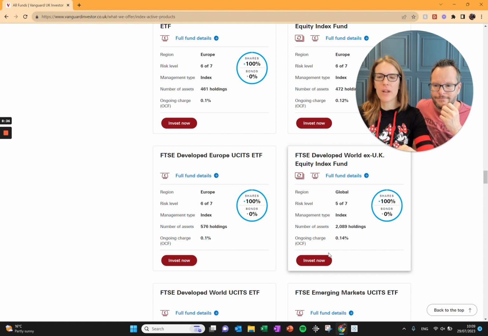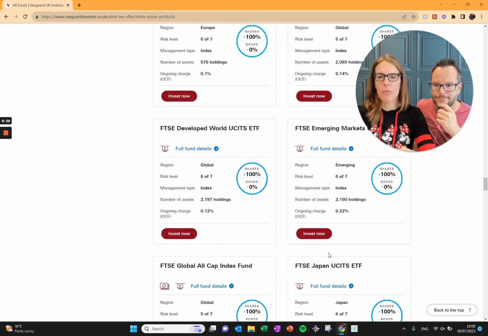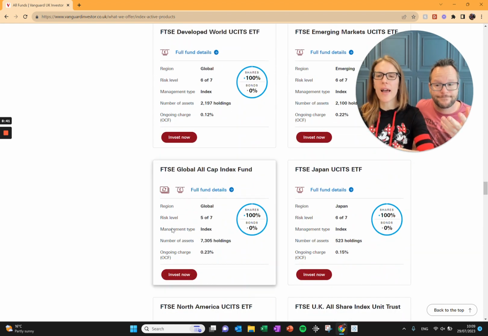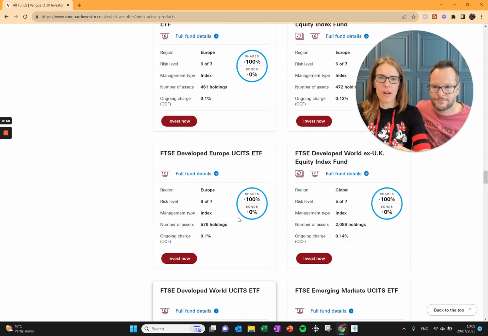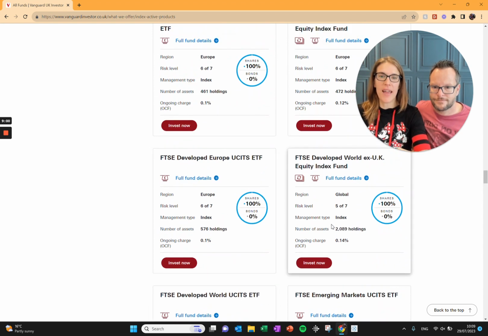And this other one, which is the other global fund, which is the FTSE Global All Cap, is one that we think is great as well. That didn't actually exist when we started investing, so that's why most of our money is in the other one. But this is a great one, FTSE Global All Cap. Check out our other video that we're going to do about looking more in depth at that fund. And then the other one is the one here, FTSE Developed World ex-UK. Again, we're going to do a video explaining what that is.